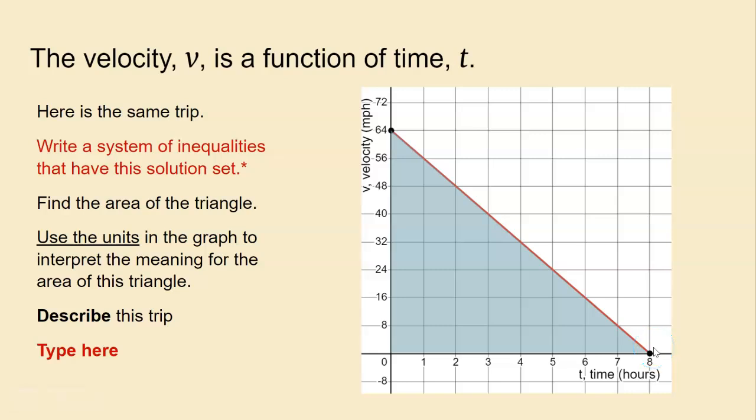For this slide, they're going to write a system of inequalities that would have this solution set. They do not have to bound the region and get it to look exactly like that, as long as they have the 3 inequalities. Now find the area of the triangle. Use units in the graph to interpret the meaning of that area. Well, the units are the same. The bottom of your triangle here, the units are hours. The left side of this triangle here is in miles per hour, so the area is actually the same meaning, but our area is kind of chopped off here because you've got a triangle instead of a rectangle.